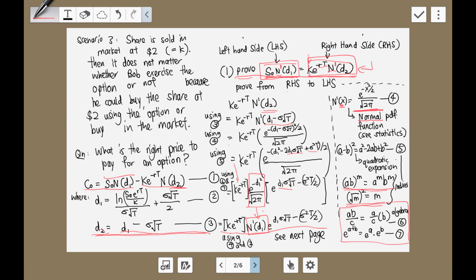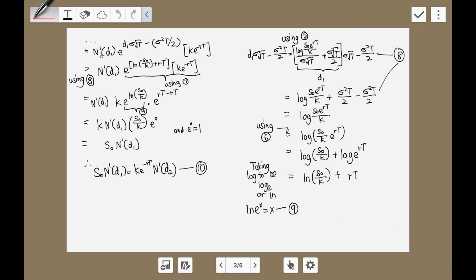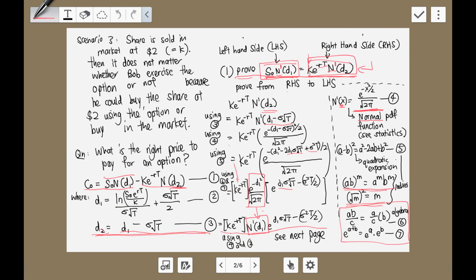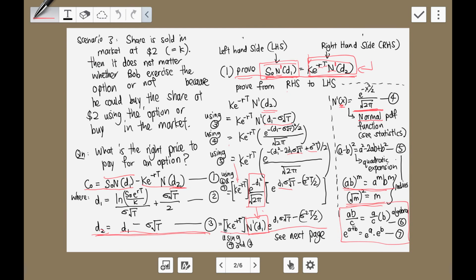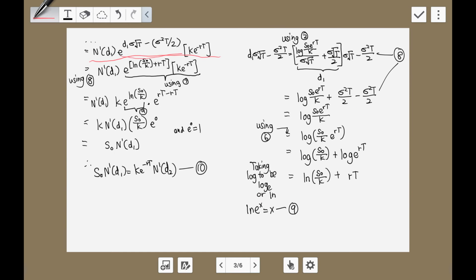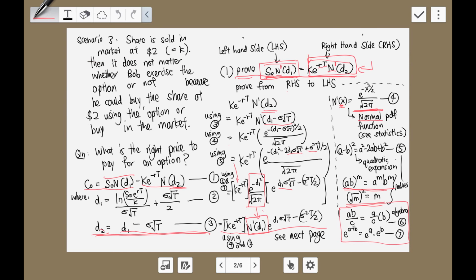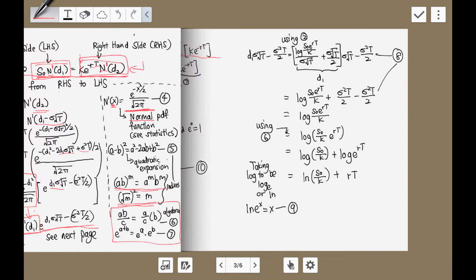So you see that this part is exactly the same as the one in the previous page. We have m prime d1. You see we have m prime d1. We have k minus e^rt, ke to the power minus rt, and then we have this e^(d1 sigma root t minus sigma square t over 2), which is the thing here. So it's exactly the same. I'm just copying over to the other page.